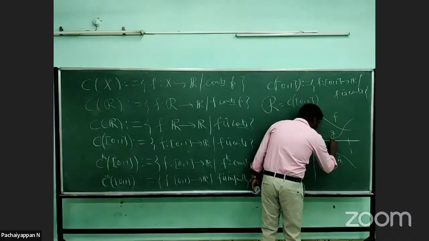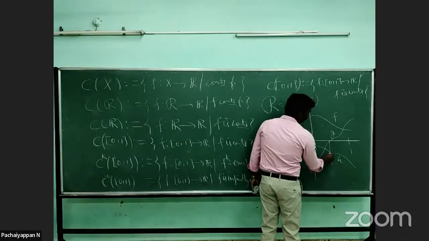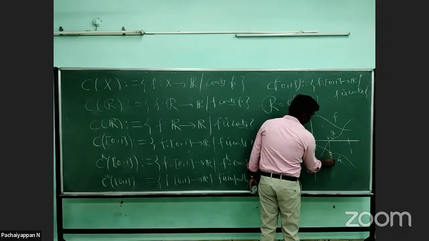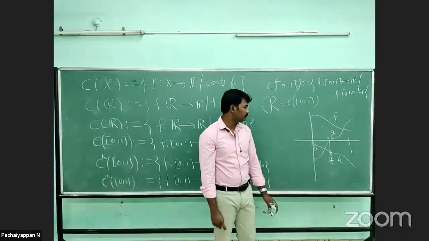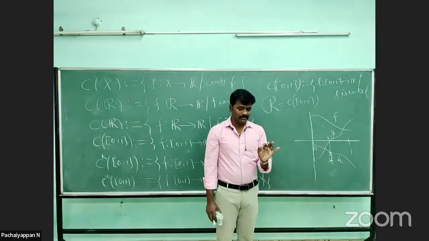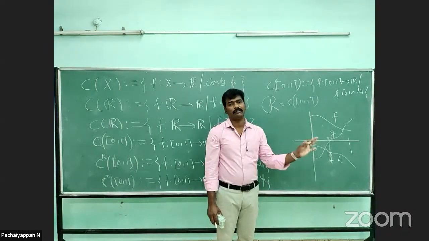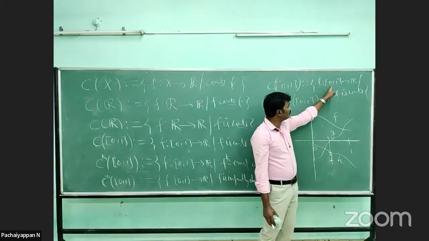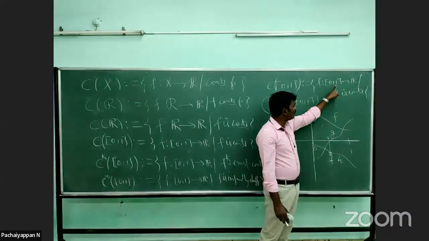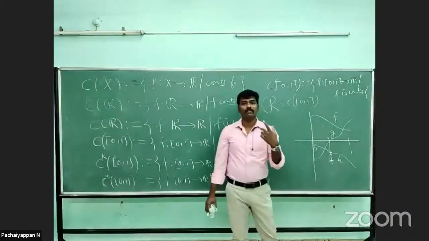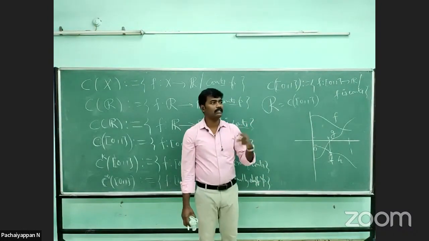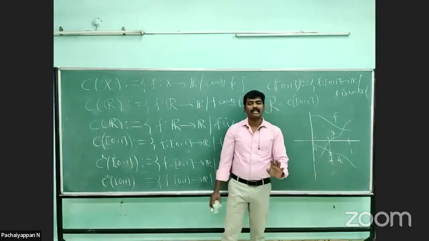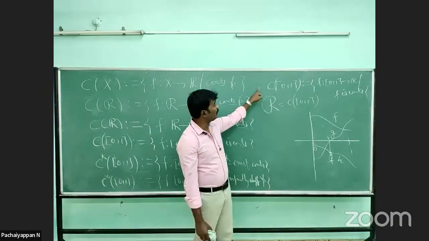So this is a function? This has three images, and x is an element. x has three values h(x), so it is not a function. Why? A function means every element must have a unique image. We have to assign a unique element in the codomain. This is an element in the domain [0,1]. x is a member of [0,1], but h is giving three outputs, so x is assigning three outputs. This is h(x), h(x), h(x). So therefore h is not a function, and therefore h does not belong to C[0,1].